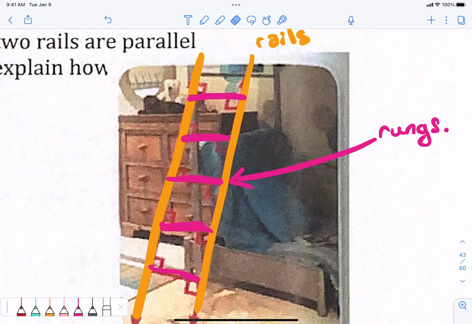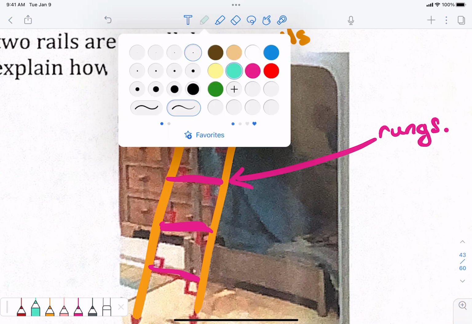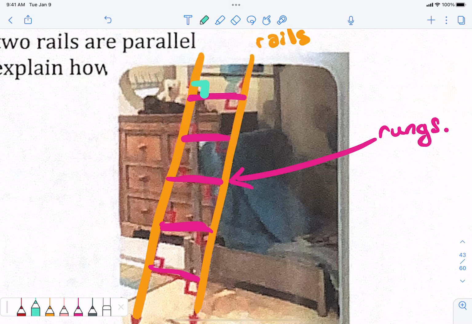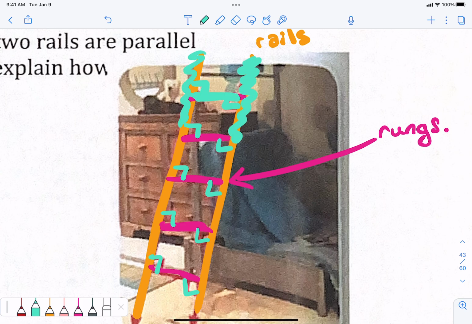Now, do you see these little lines being called rungs? Do you see these little boxes right here? They're the same. That means that this bar right here is perpendicular to this one and perpendicular to this one, right? The same thing for all of them. All of them are perpendicular to this one and perpendicular to this one.